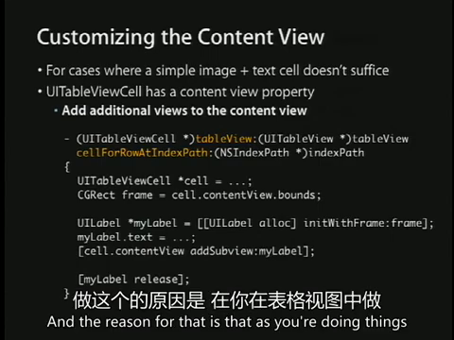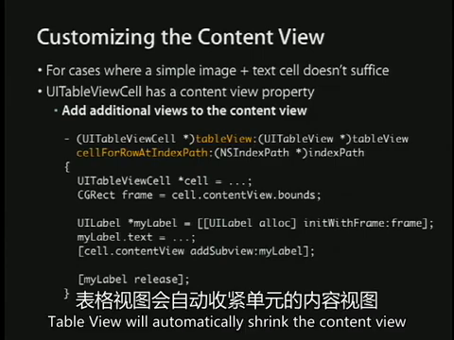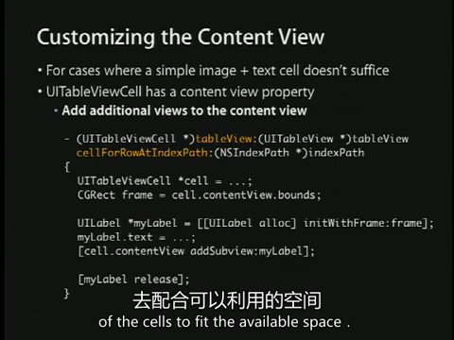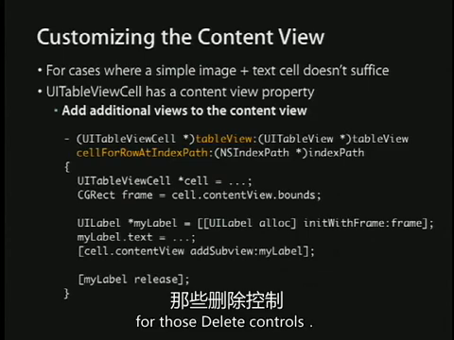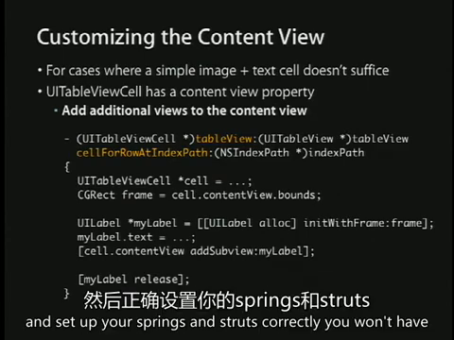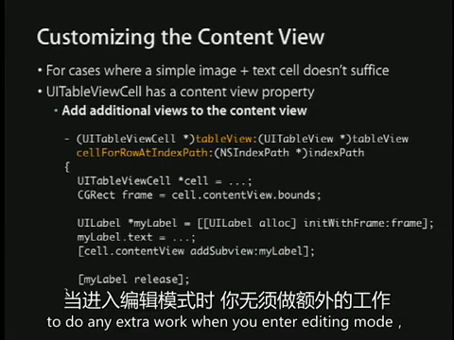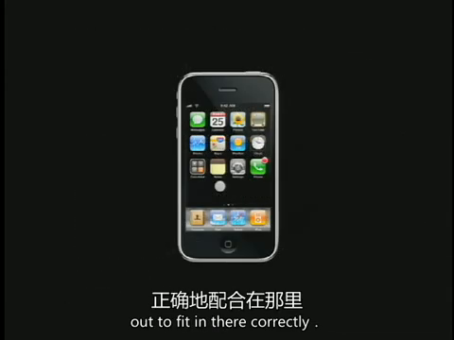And the reason for that is that as you're doing things like using editing mode and reorder, the table view will automatically shrink the content view of the cells to fit the available space. So if you enter editing mode, the content view is going to shrink and move to the right to make room for those delete controls. So if you've put all your content in the content view and set up your springs and struts correctly, you won't have to do any extra work when you enter editing mode. Everything will just move and relay out to fit in there correctly.